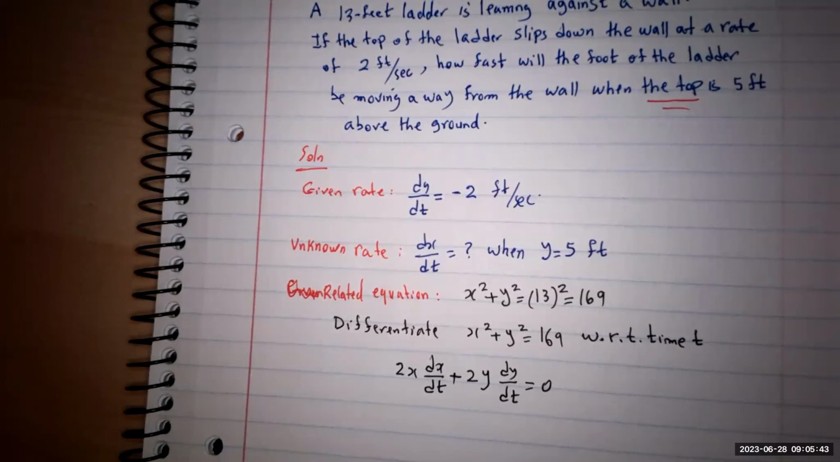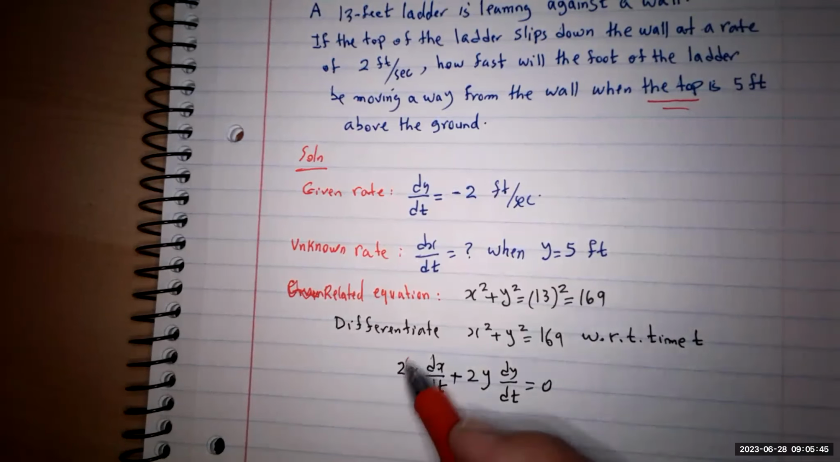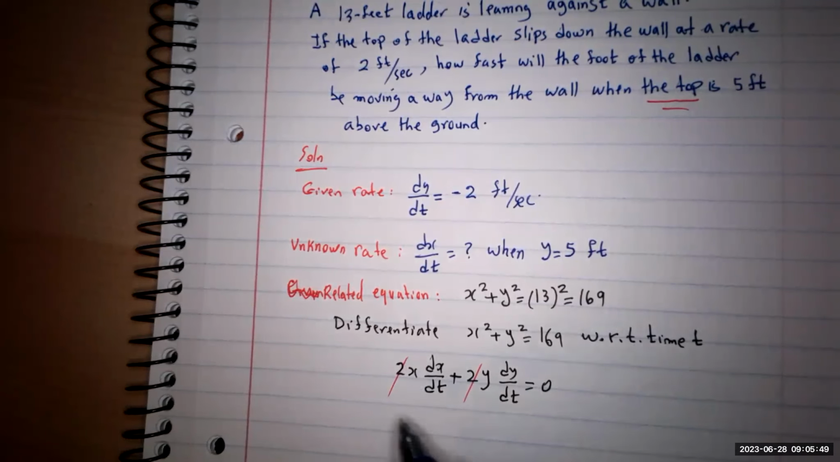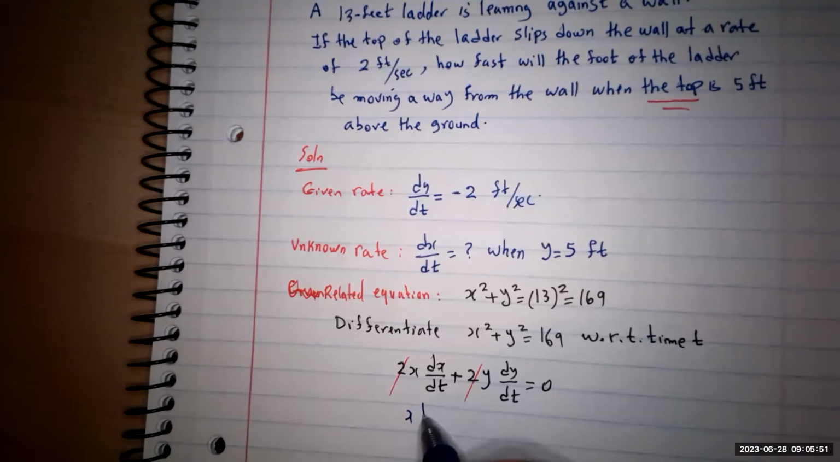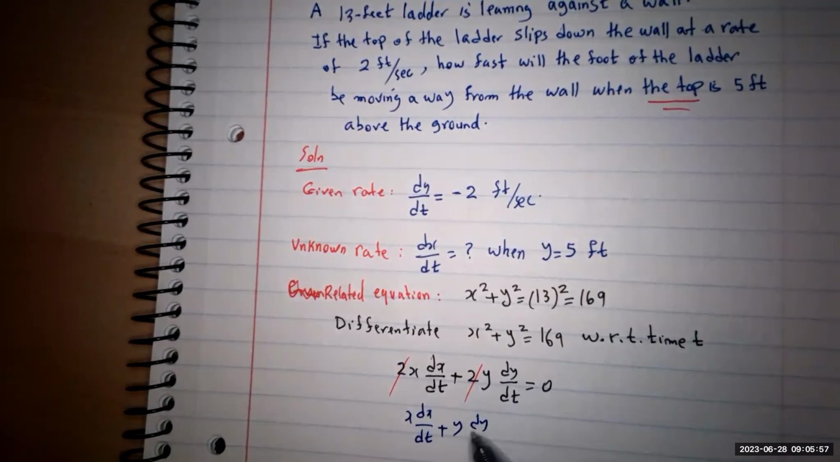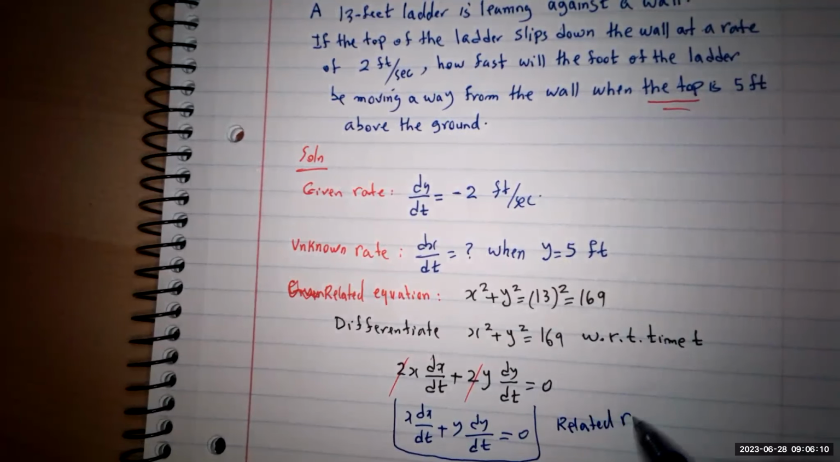It's optional, but you can divide by 2 because there is a 0 here. So this is going to be the equation that you have: x dx/dt plus y dy/dt equals 0. This is going to be your related rates equation, just for your information.